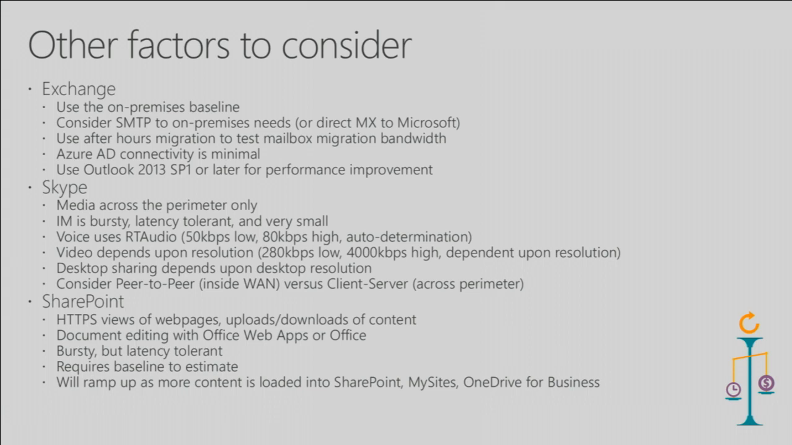Exchange, you can look at your on-premises connectivity, monitor that, and use that as a baseline for moving to the cloud. You should consider SMTP if you run that on-premises. Things like Azure AD are very minimal in the amount of traffic, so you can ignore those. I've got some other pieces of advice on the slide. You can take these away. We actually have more guidance that drills deeper into this at our website. Our short link is aka.ms/tune, where you can take a look at some more guidance for these individual workloads.